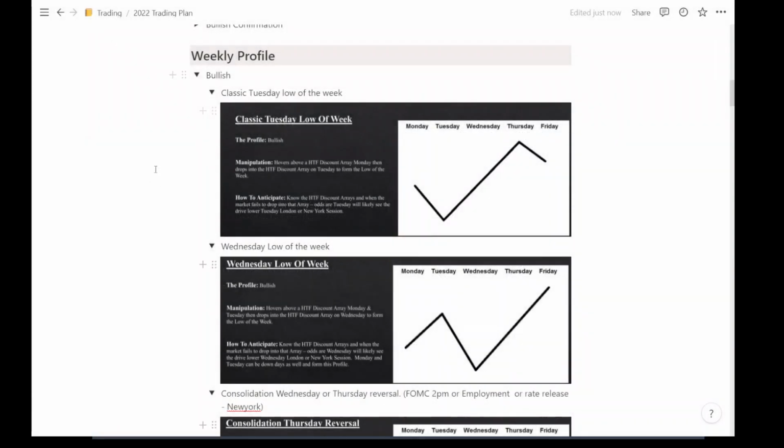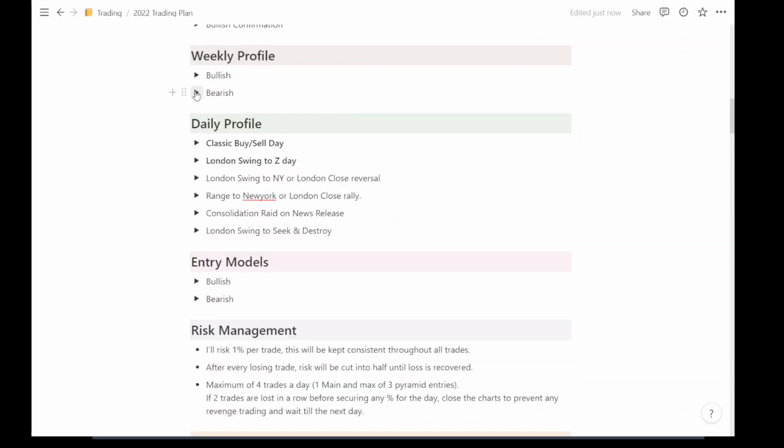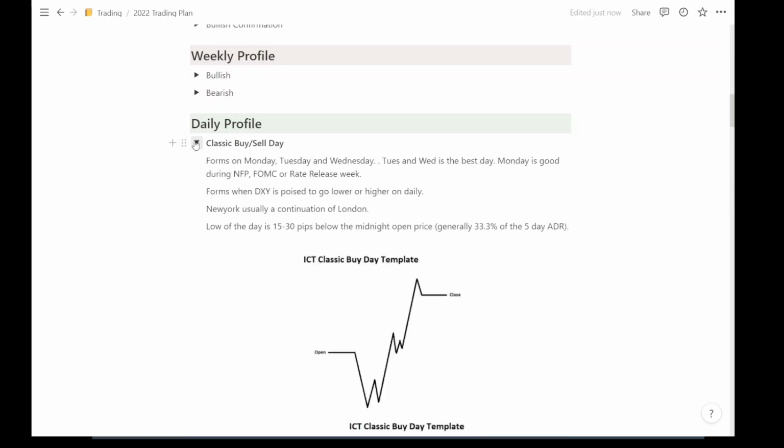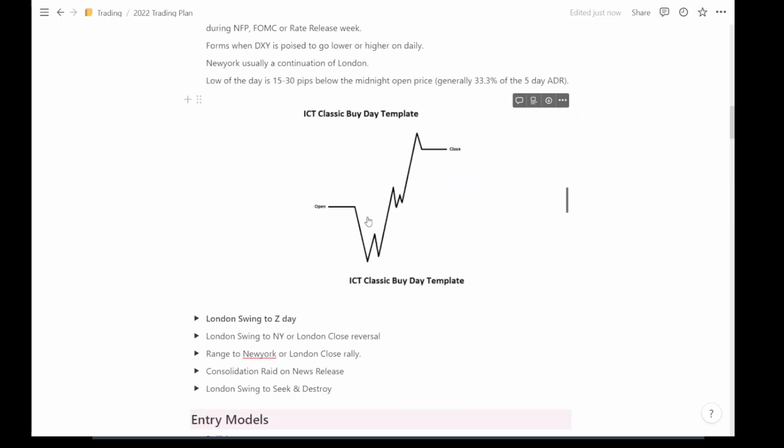Okay, so once I figure out the weekly profile that is likely going to unfold, then I'll be looking at the classic buy or sell day template, which is this. If I am bullish, I would look for price to trade below the midnight open price, look for some kind of SMT divergence, take my trade there, and then a rally for the rest of the day.